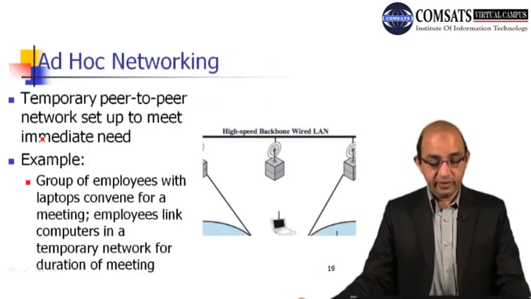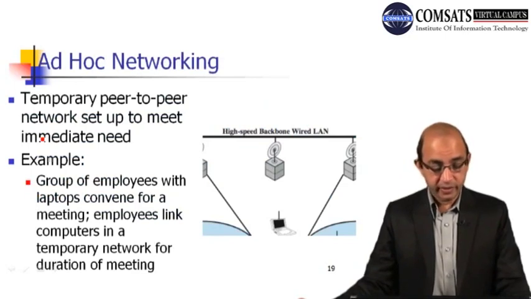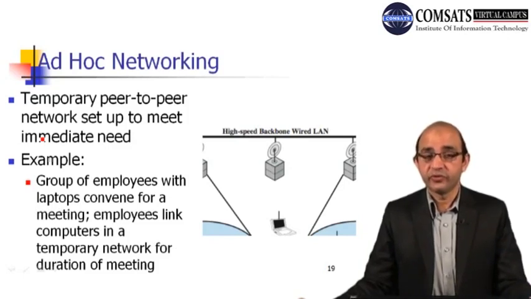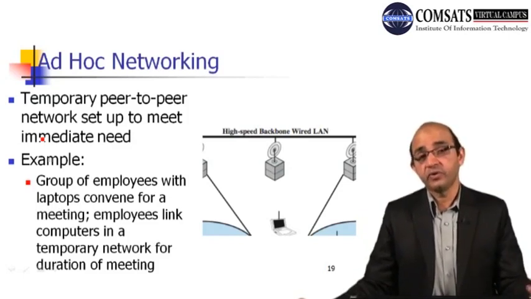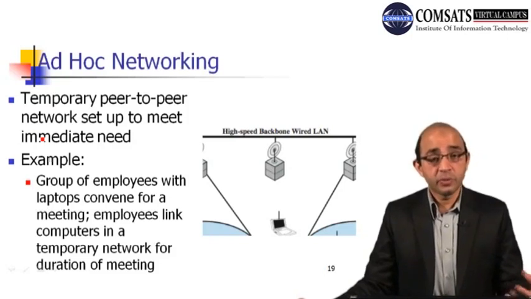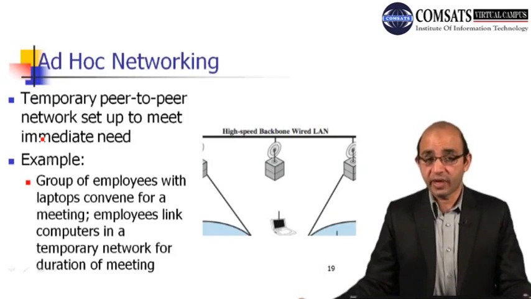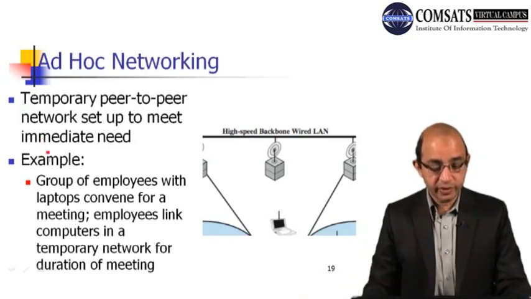And then we can have ad-hoc networking over here, right? So the difference is that for a wireless LAN network, we need an access point, right? For ad-hoc networking, we don't need an access point, and the devices that are part of the network within the wireless LAN will be managing and operating on their own, a peer-to-peer network set up to meet an immediate need, right?